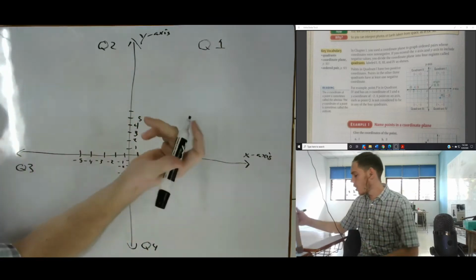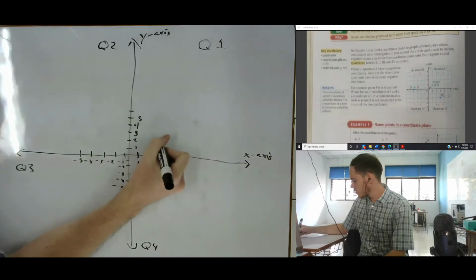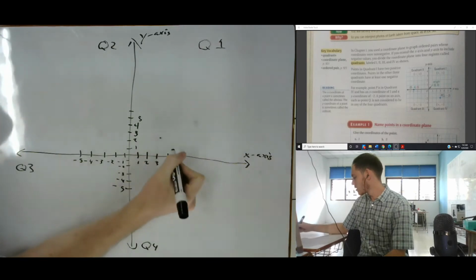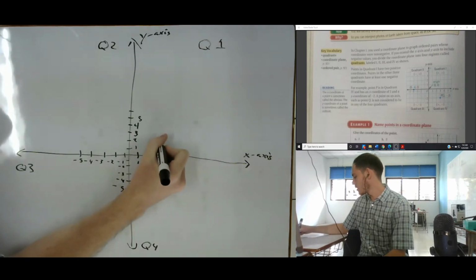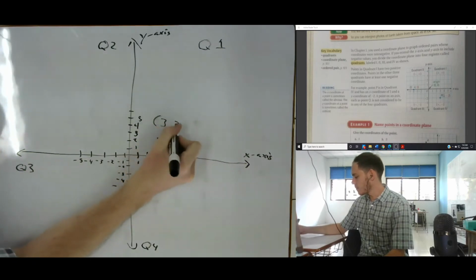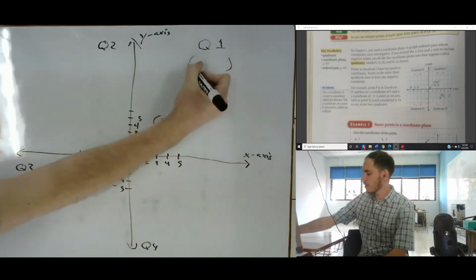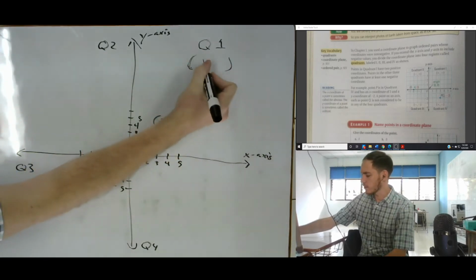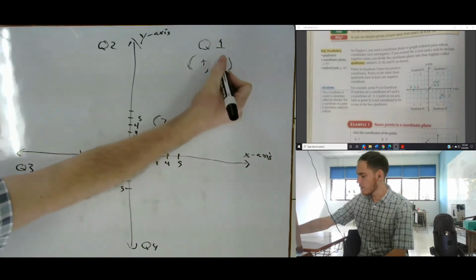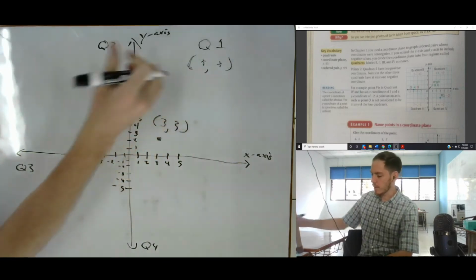Okay? Quadrant 1. So if we have a point here, let's choose something like right here. This point, let's say 3, 3. If we were extrapolating, was our first number positive or negative? Well, our first number was positive. What about our second number? Our second number was positive. So quadrant 1 is going to be all positive.